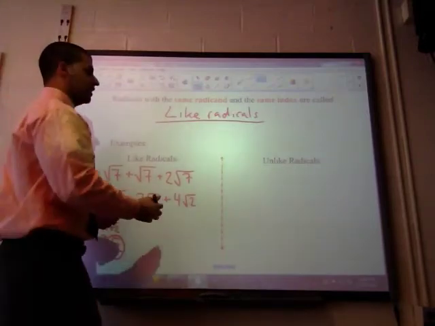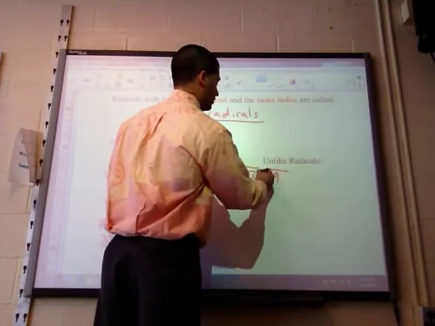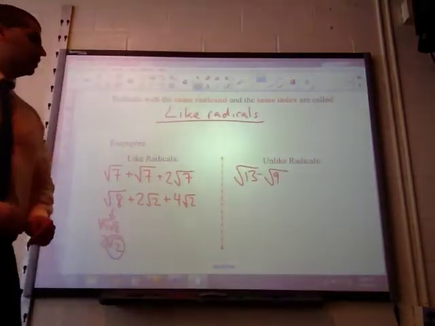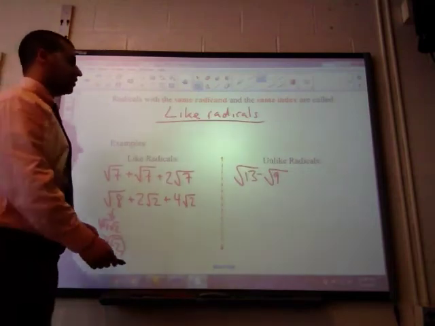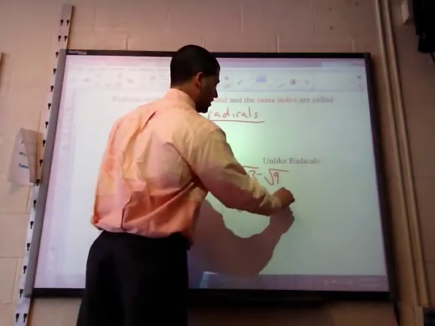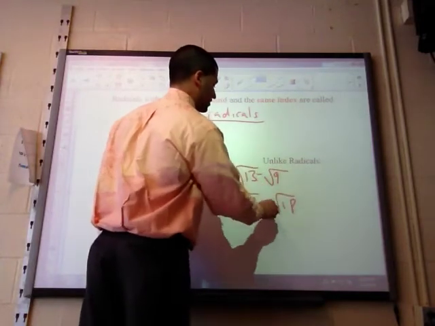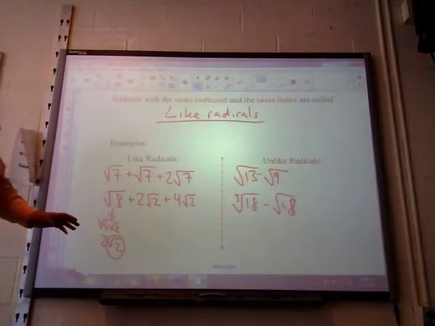Unlike radicals would be like radical 13 and radical 9. Those guys will never get along. You simplify radical 9 as 3, but there's no way to simplify the other radical. They're not alike. Or something like the cube root of 18 minus the square root of 18. They have different indices, right? No matter how you simplify those, it'll never work out because their index is different.